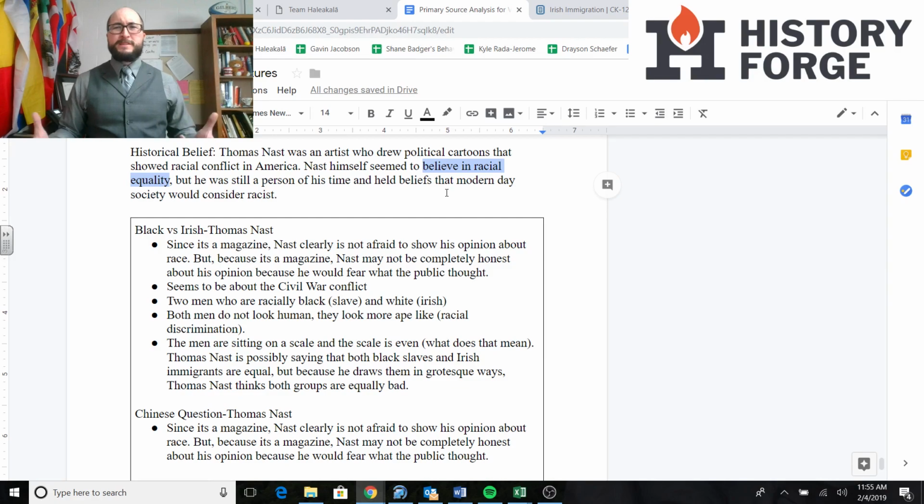He's clearly a racist. He believes that these people are comparable to each other, but he thinks that there's something else that's better than them. Look at the way he draws them. He draws them as monstrous things. But then he says he was still a person of his time and held beliefs that modern-day society would consider racist. This part makes sense to the first one, but I still haven't really explained this one yet. So we need to do that.